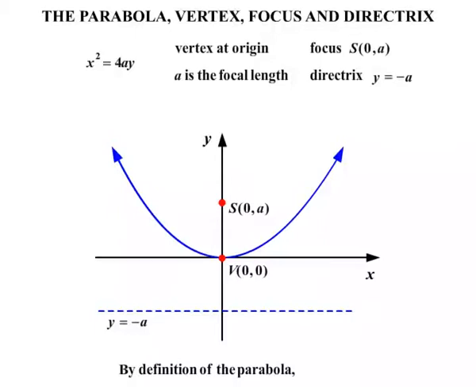Now by definition of the parabola, PS equals PM. P is a point on the parabola. The distance from the focus, PS, equals the distance to the directrix. So that's the definition of a parabola. Those two distances are equal.